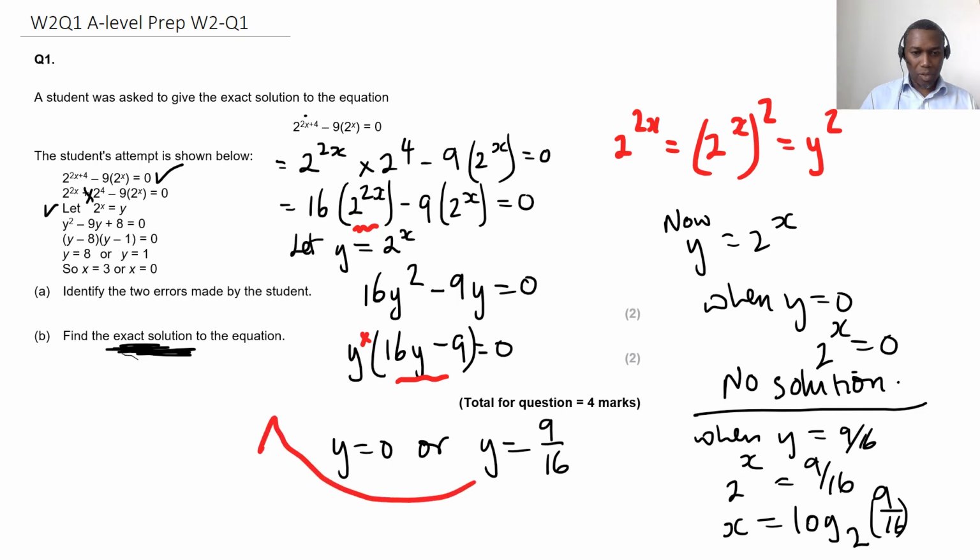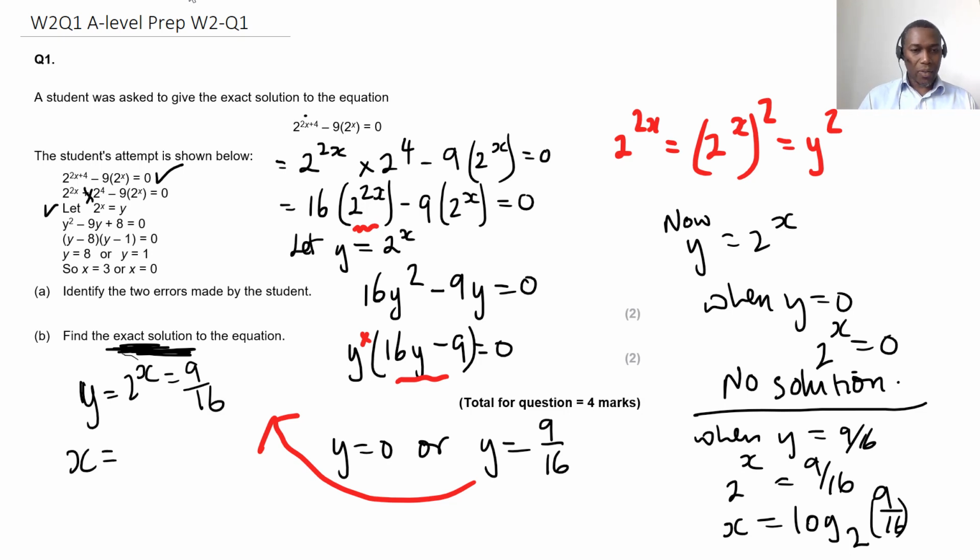This is the only answer to the question. Let me put it over here because I'm getting into the bottom right corner. So I'll write it again. We have y is equal to 2 to the power x, which is equal to 9 on 16.